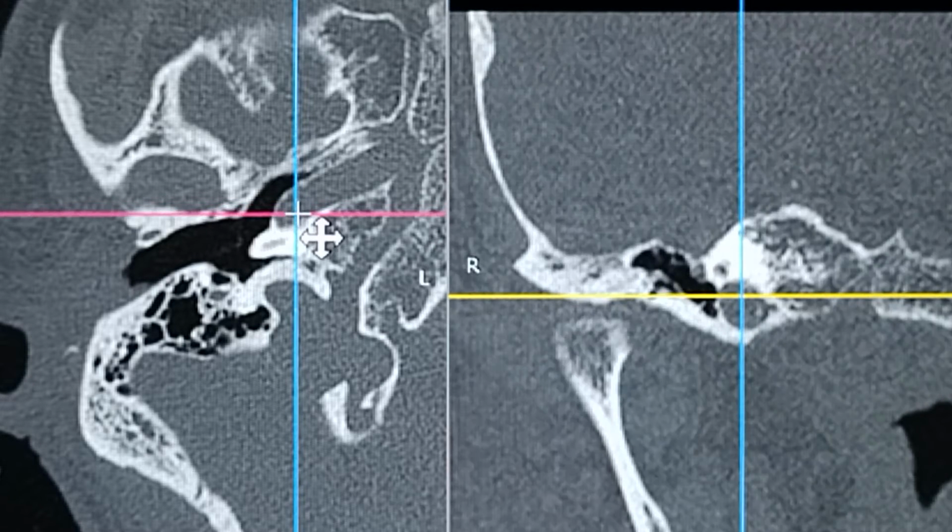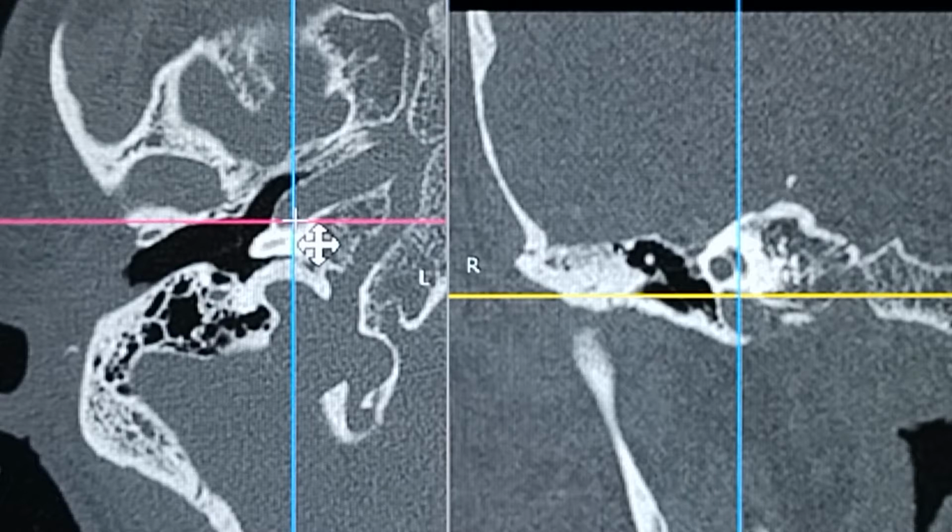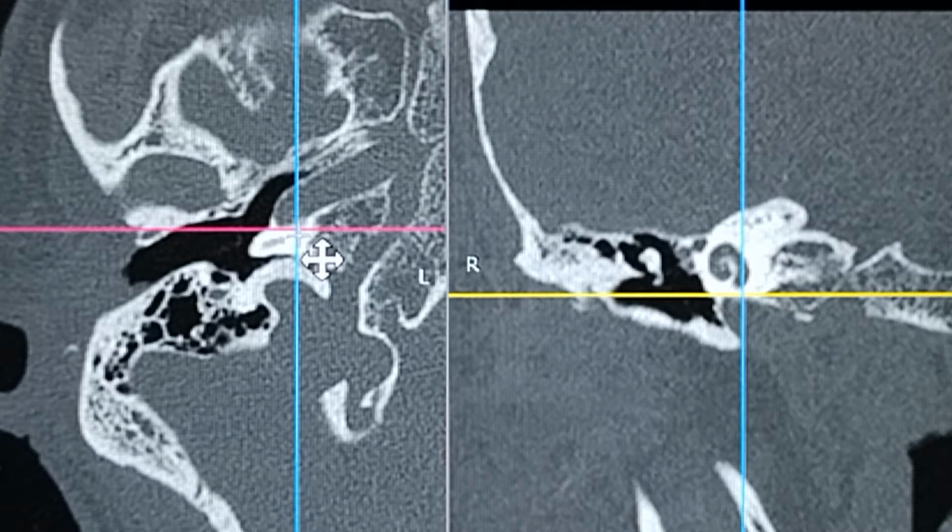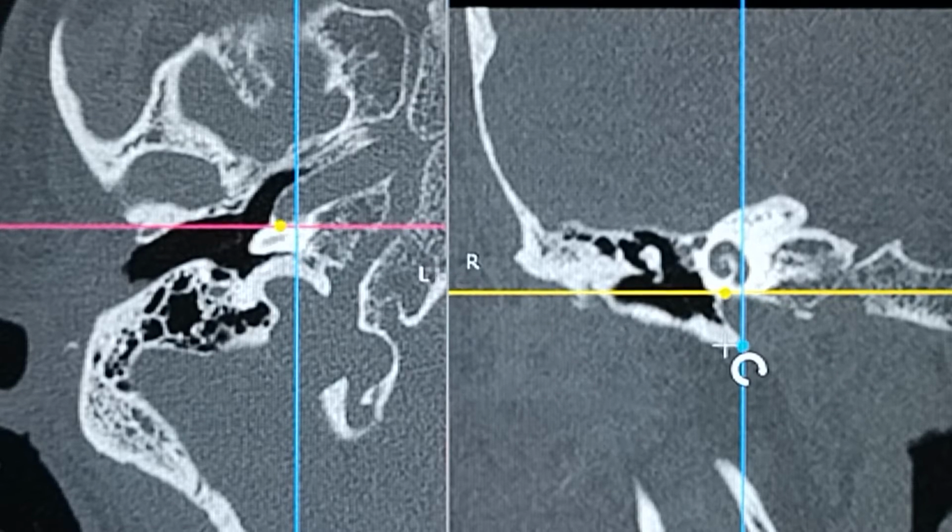But what you can see, only the cochlea is under visualization. This is the cochlea, basal turn, the mid turn, and this is the entire cochlea. You can see the basal turn, the mid turn, and the apical turn. And this structure which you see right now is the carotid artery and not the IJV.